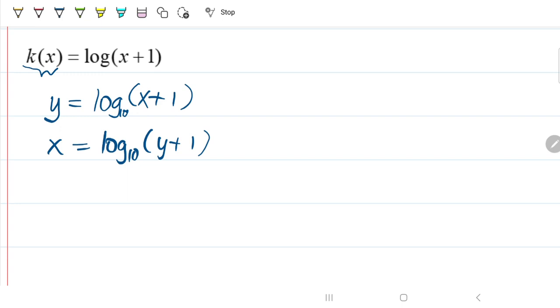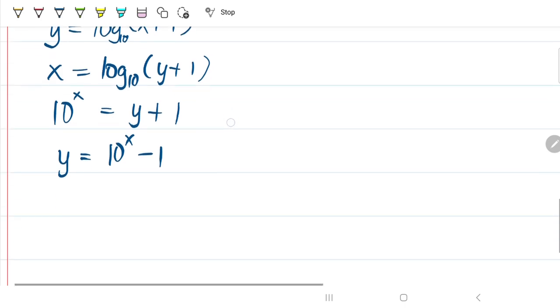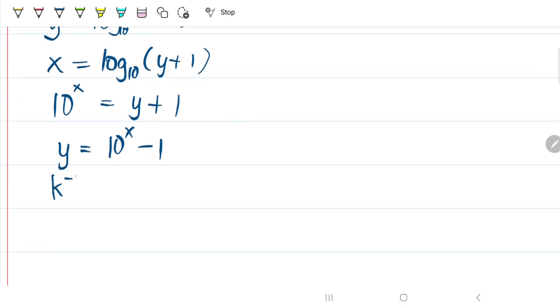Getting the exponential form of this, we have 10 raised to x is equal to y plus 1. Therefore, y is equal to 10 raised to x minus 1. Again, we are going to change y into k inverse. So the k inverse is 10 raised to x minus 1.